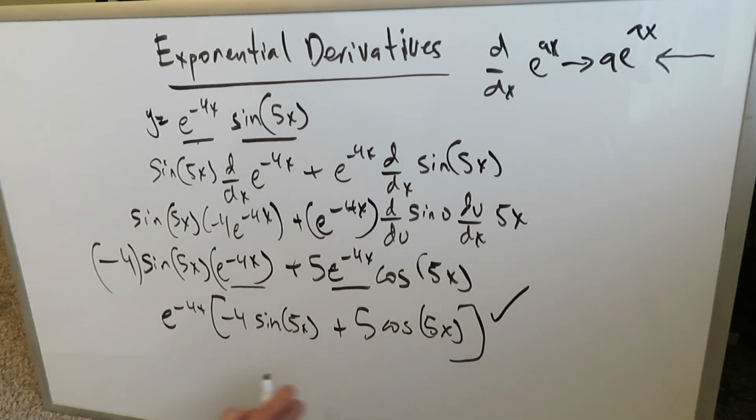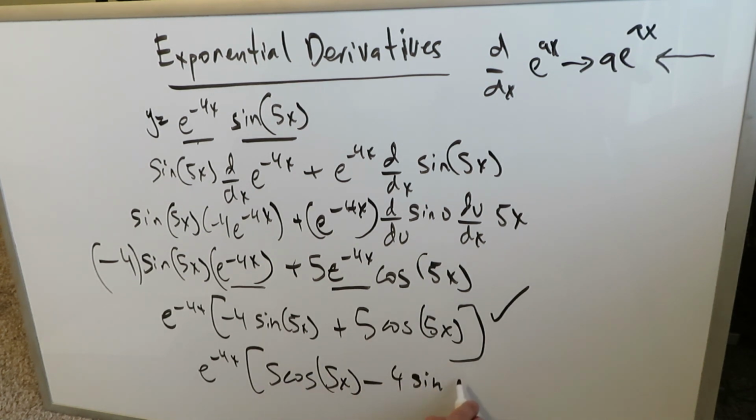It can be better if you write the positive term first. e to the minus 4x times 5 cosine 5x. By convention, you write the positive items first in an expression, followed by the negative items. Minus 4 sine 5x, and you would be done. This is actually a better answer.